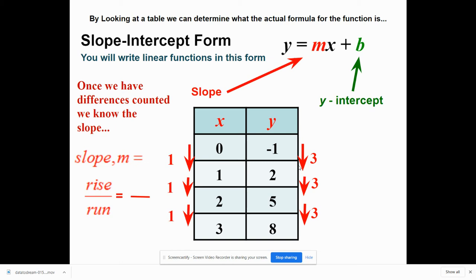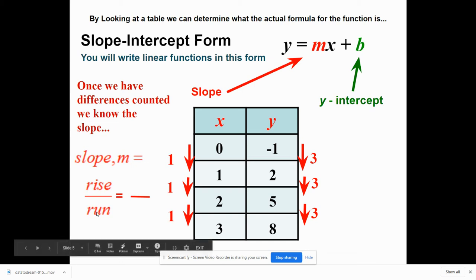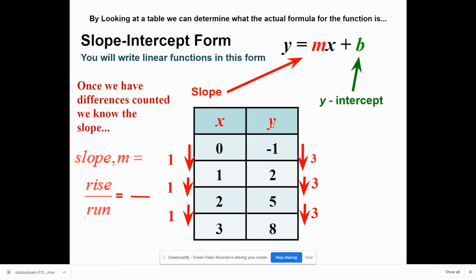Now, once we know what the differences are, then we can actually use those differences to find the slope. Not make the slope, but just write it down. The slope is always rise over run. So in this case, the rise is the y and the run is the x. So we take the rise and put that on the top, and we take the run and put that on the bottom. So the slope is 3 over 1, but that is normally just 3.